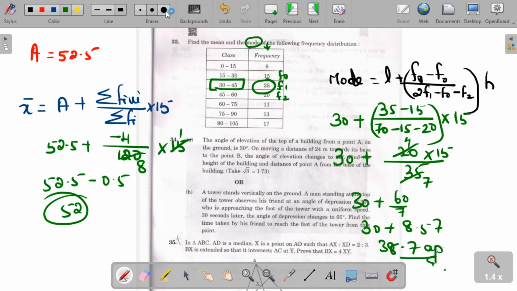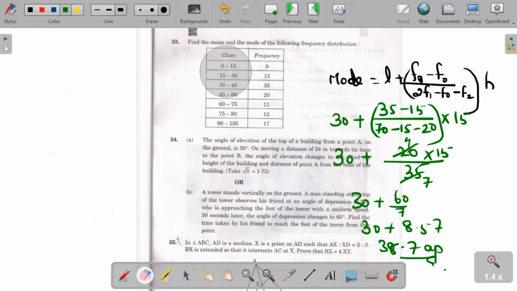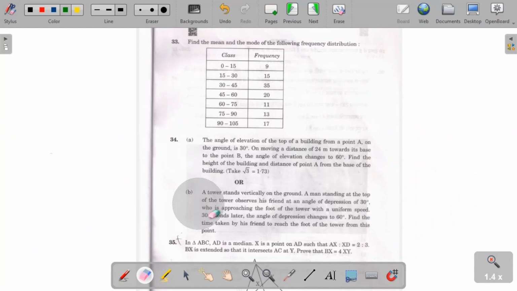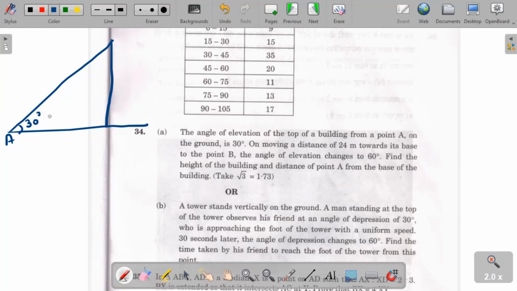So now let's move on to the trigonometry based question, which is question number 34. There is a choice here. So first let's start with the first sum. The angle of elevation of the top of a building from a point A on the ground is 30 degrees. So first I'm going to mark a building like this, and I'm marking the horizontal line and point A here. So from point A, the angle of elevation of the building is 30 degrees.